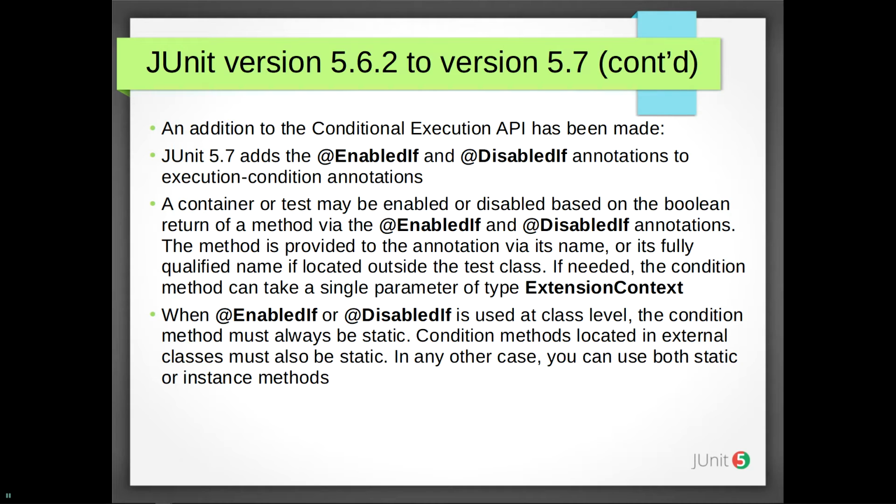An addition to the conditional execution API has been made. JUnit 5.7 adds the @EnabledIf and @DisabledIf annotations to execution condition annotations. A container or test may be enabled or disabled based on the Boolean return of a method supplied via the @EnabledIf value attribute and @DisabledIf value attribute. The method is provided to the annotation via its name, or its fully qualified name if located outside the test class. If needed, the condition method can take a single parameter of type ExtensionContext.